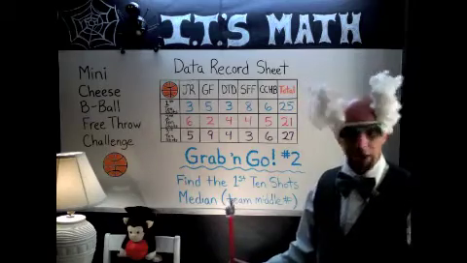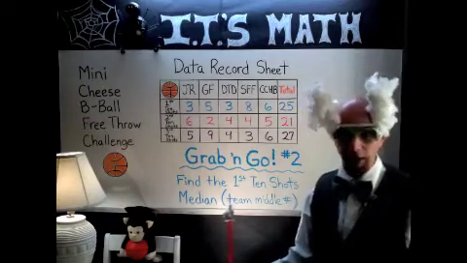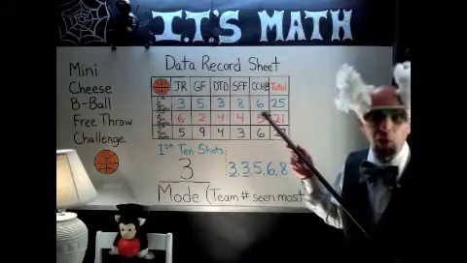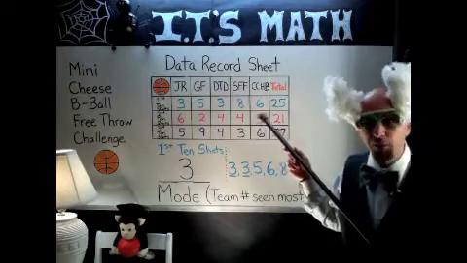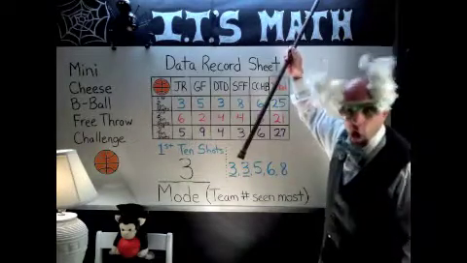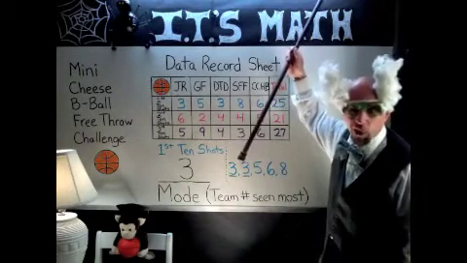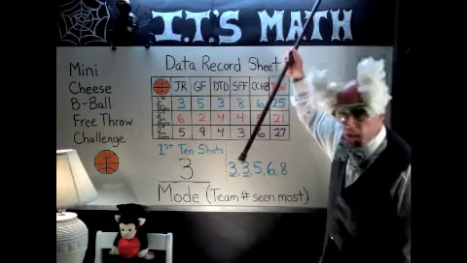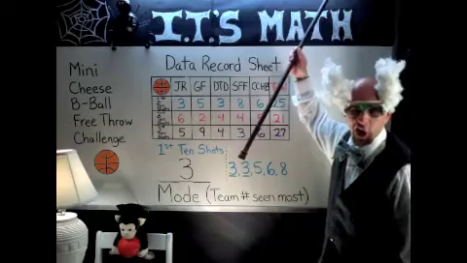For our grab and go assignment number 2, find the first 10 shots median. To find the mode of the team numbers seen most, let's refer to the first 10 shots in blue. If we look at the first 10 shots in blue, we see that the team mode is 3, since it occurs more than once and more than any other number in the data set.